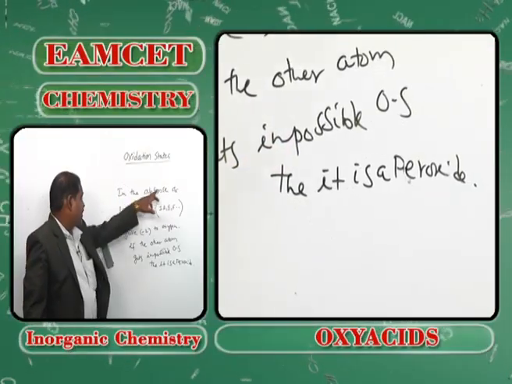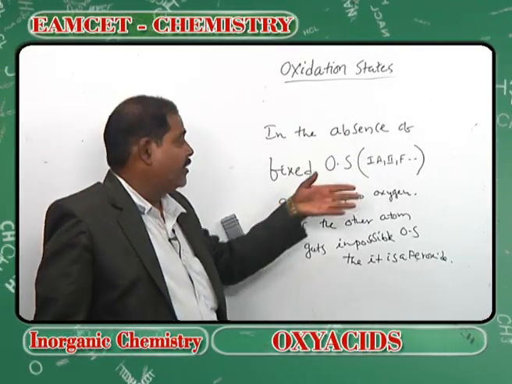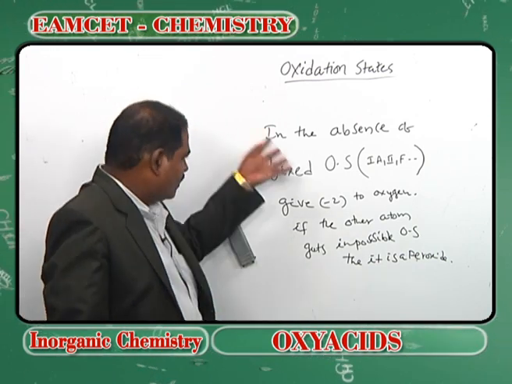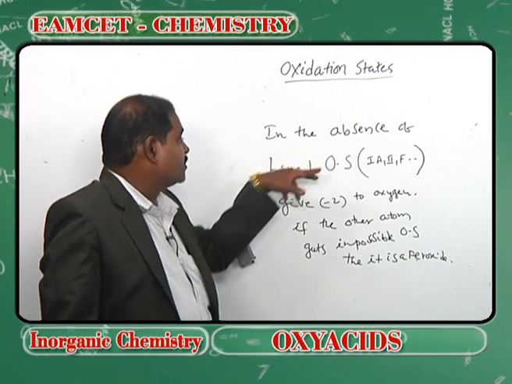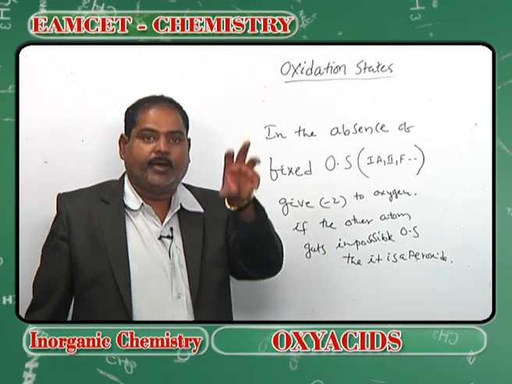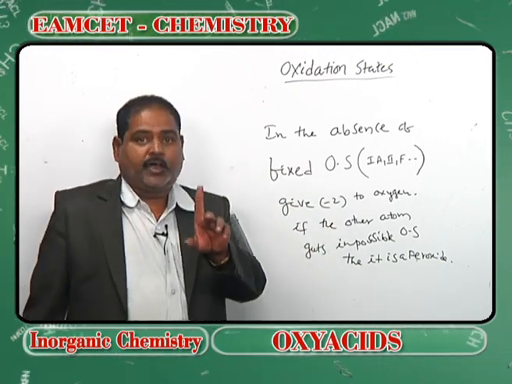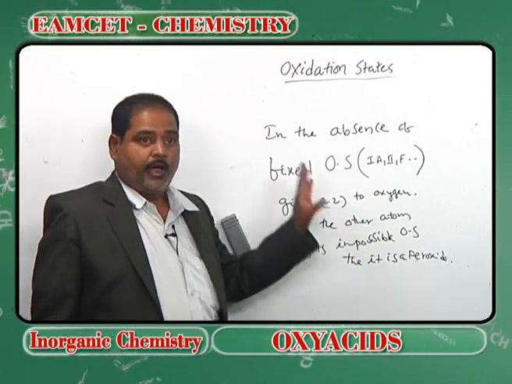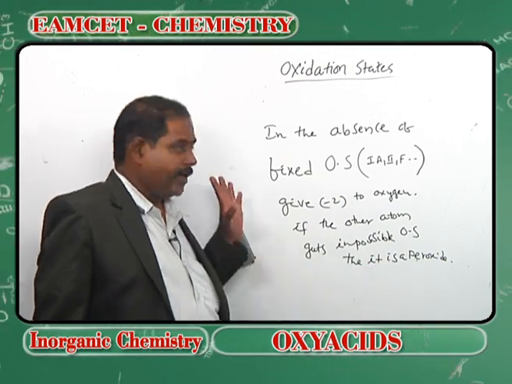In the absence of fixed oxidation state. Why are we talking about the absence of fixed oxidation state? Because when you have a fixed oxidation state, there is nothing for us to do. If you have a fixed one, happy, the problem ends immediately. So, in the absence of a fixed oxidation state, you try to give minus 2 to oxygen, and if the other atom objects to it, if the other atom says, I am sorry oxygen, I don't permit you to be minus 2, then it is a peroxide. Okay? Let us look at examples.